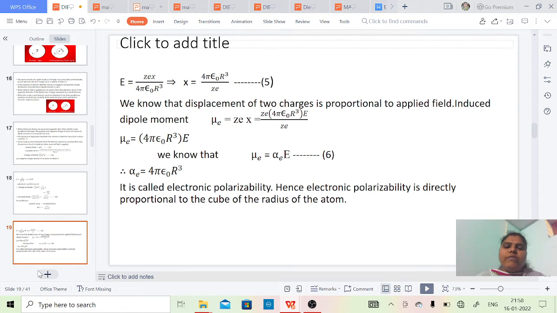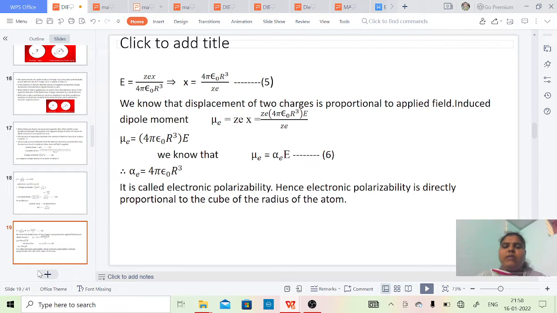We already know that mu_e equals alpha_e into E, where alpha_e is the polarizability constant. So alpha_e will be 4 pi epsilon naught r cube. It is called the electronic polarizability constant. So here electronic polarizability is directly proportional to the cube of the radius of the particular atom which we are considering.